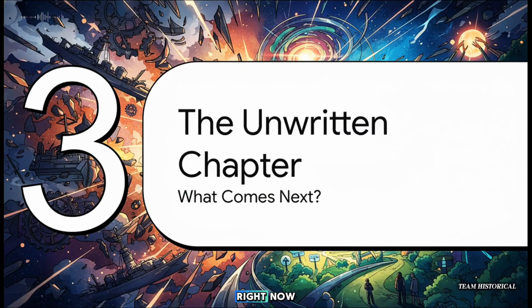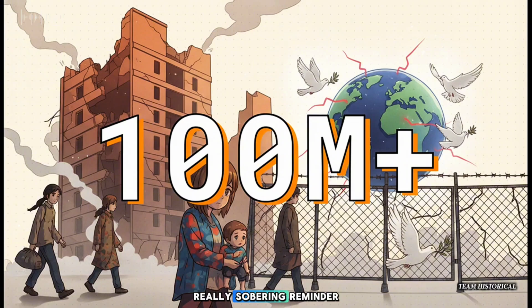Which brings us to right now. The history we've just talked about shows us how profoundly our world can be remade. But that story isn't over, not by a long shot. We're living in the next chapter. And here is a really sobering reminder that the age of major conflict is far from done. Right now, as we speak, more than 100 million people have been displaced by violence worldwide. 100 million. The consequences of war aren't just historical footnotes. They are a painful, present-day reality for so many.